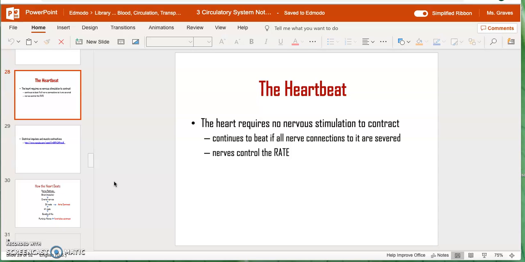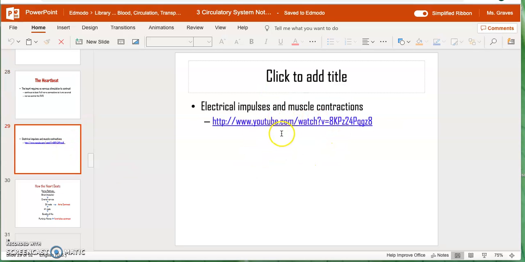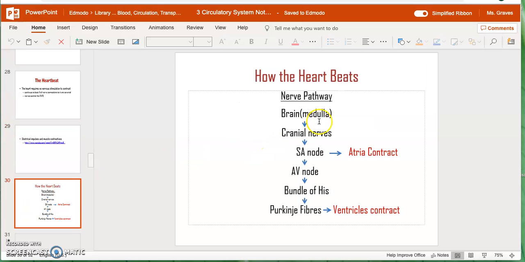So the heartbeat, the heart requires no nervous stimulation to contract. It will continue to beat if all nerve connections to it are severed, but nerves do control the heart rate. So the heart itself does not beat due to nervous stimulation, but the nerves help control the rate. This is just a video of a frog leg twitching. You're welcome to take a look at it. It's kind of funny. So this is how our heart beats.